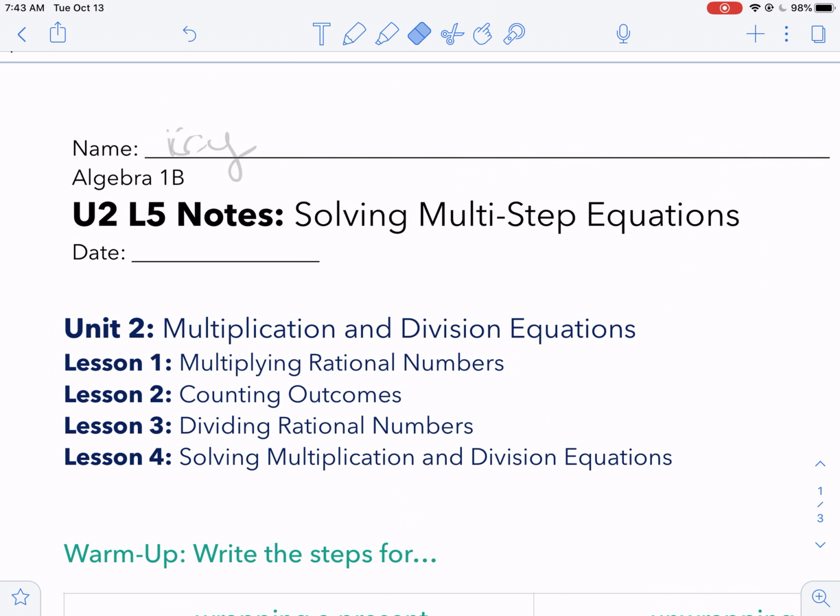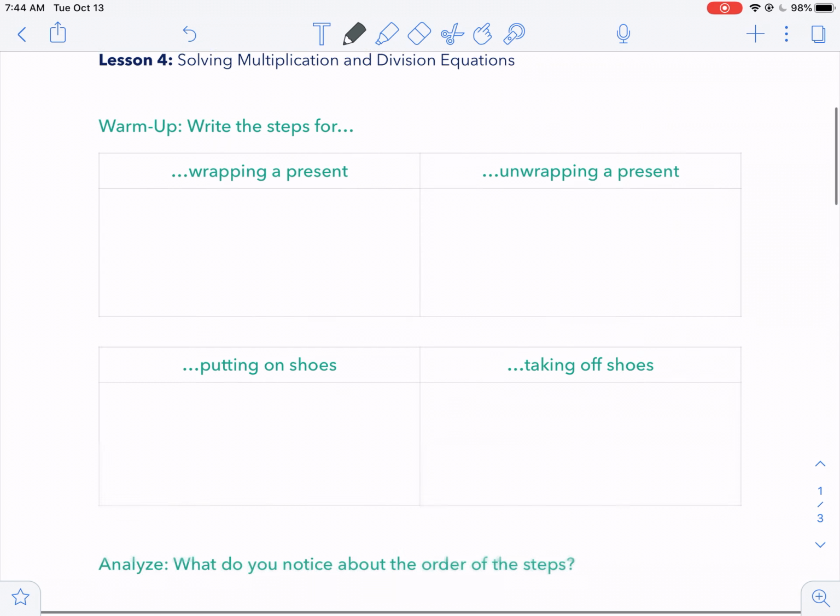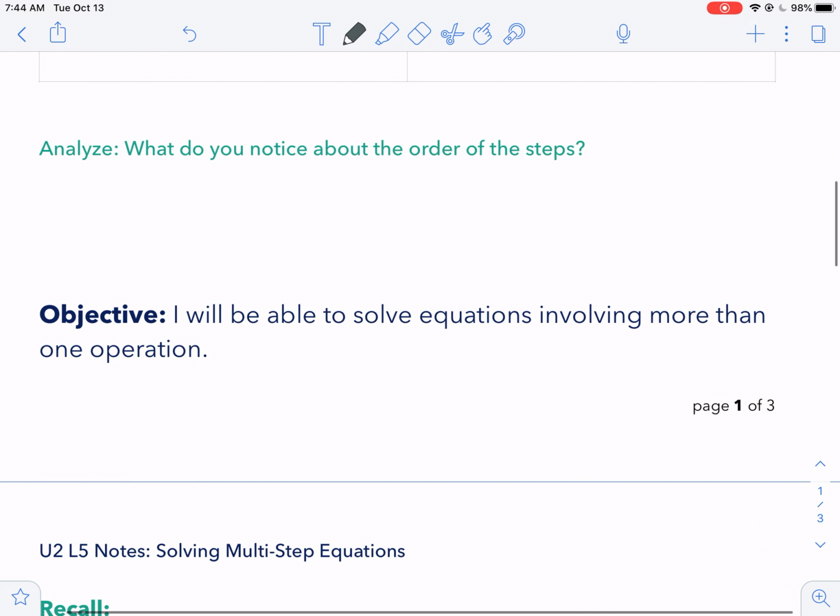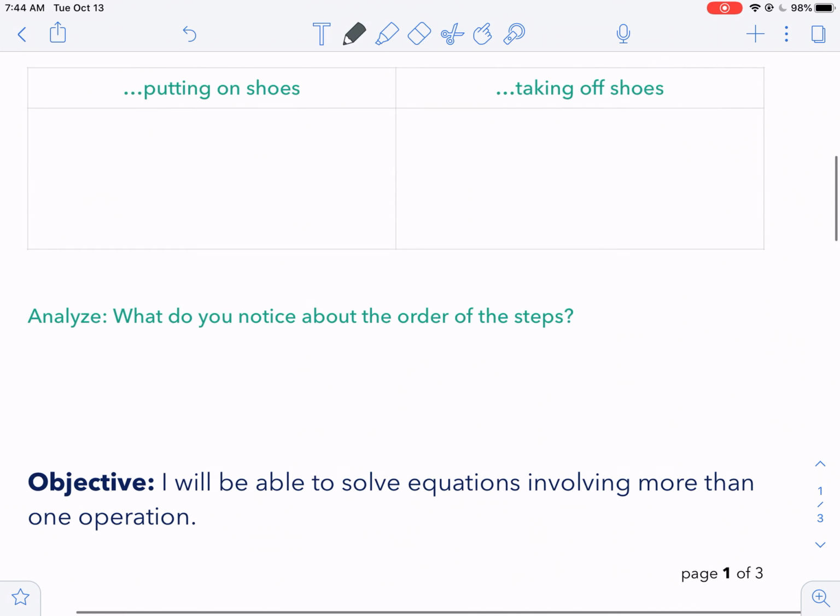Good morning and welcome to your Unit 2, Lesson 5 Notes on Solving Multi-Step Equations. By the end of the day, you'll be able to solve equations involving more than one operation.